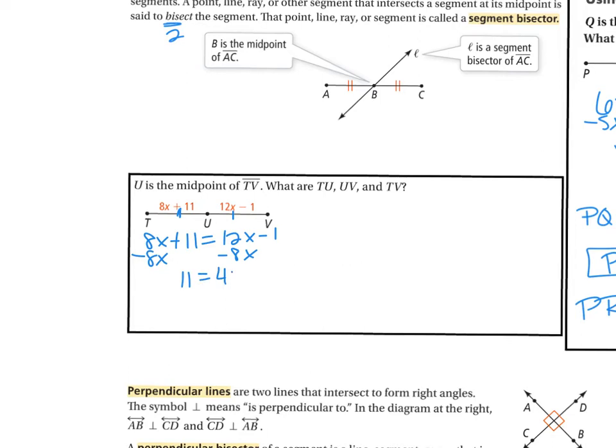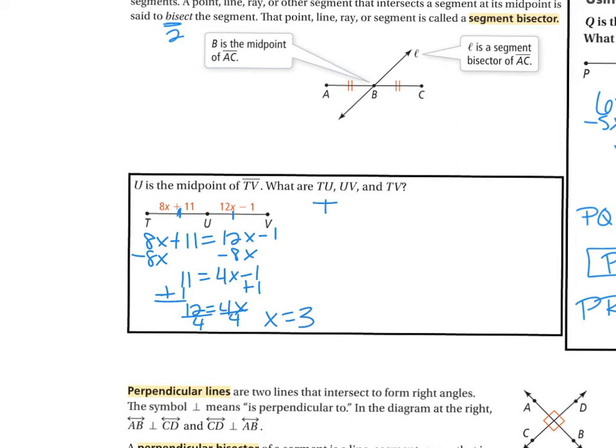11 equals 4x minus 1. Add 1, so 12 equals 4x. Divide by 4, so x equals 3. Sweet.